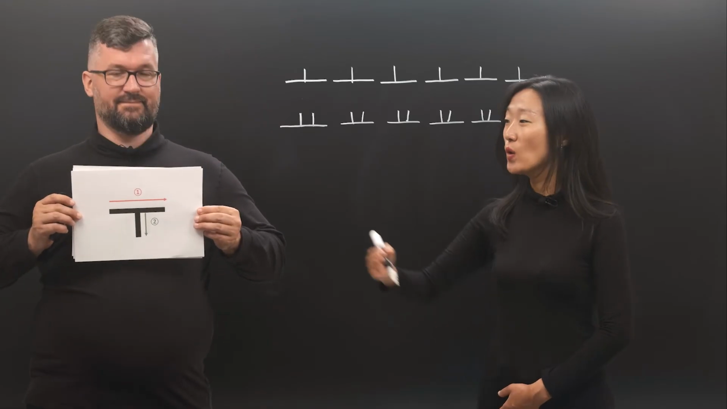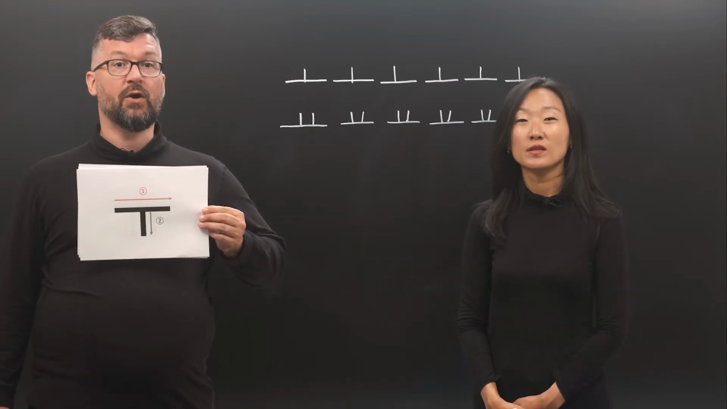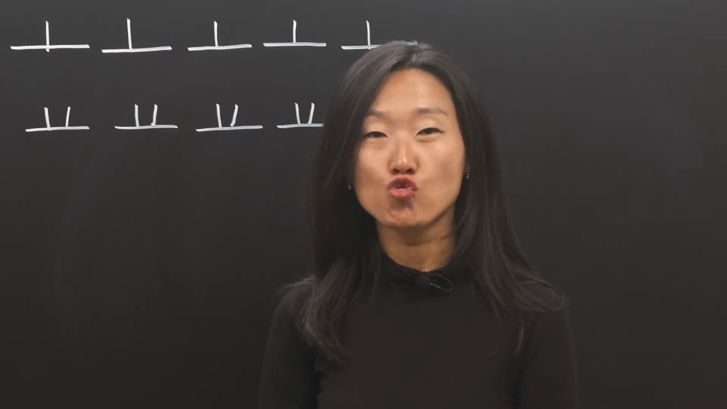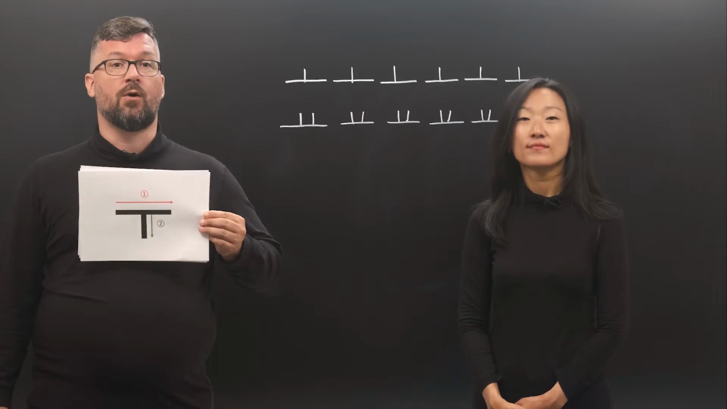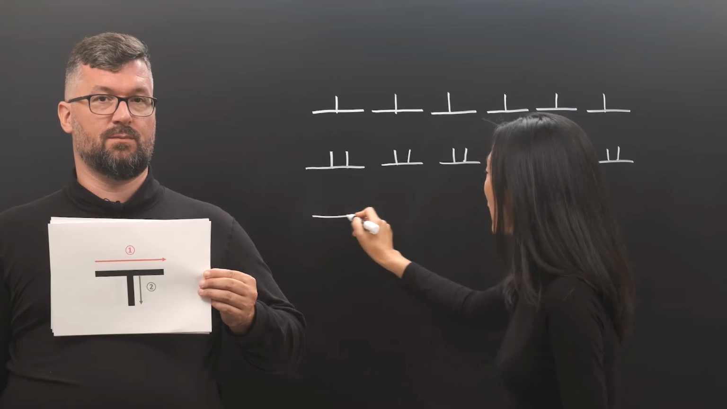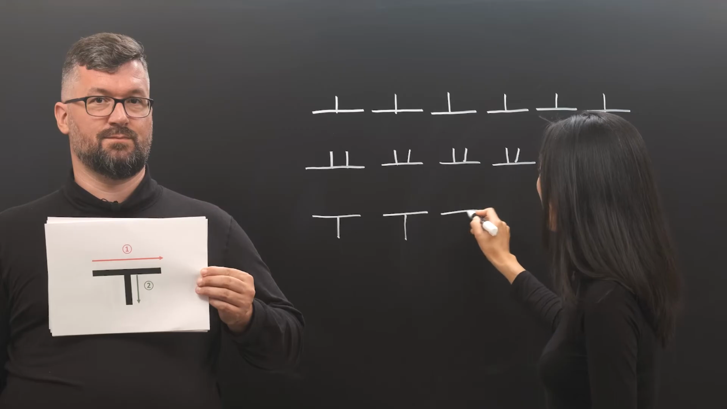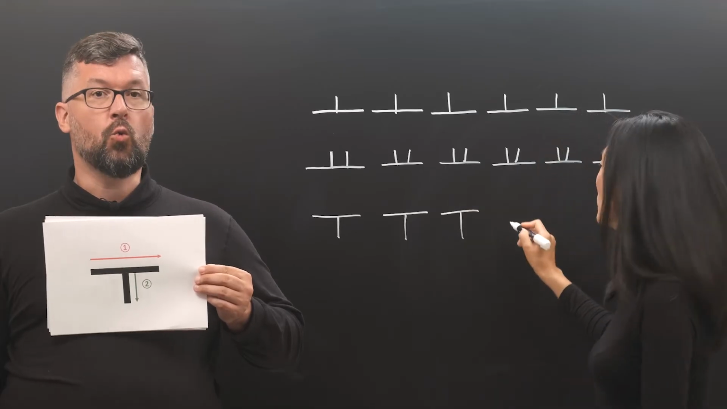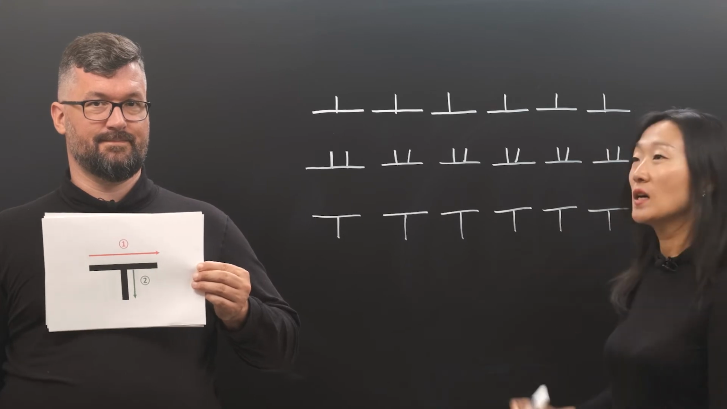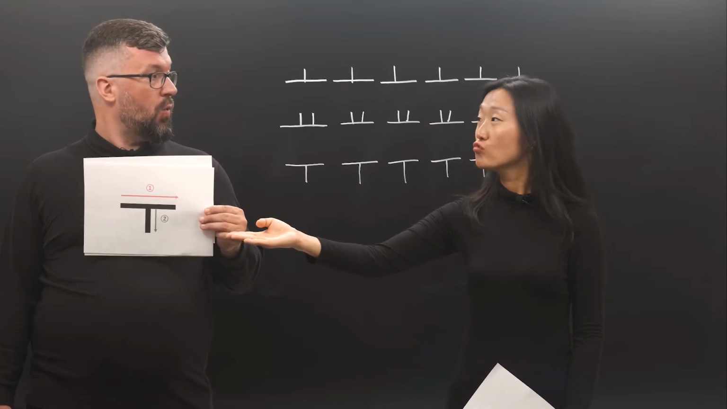The next vowel is U, 우. Make your mouth small and round, but the mouth must be upwards. From left to right, from top to bottom. 1, 2. 우.